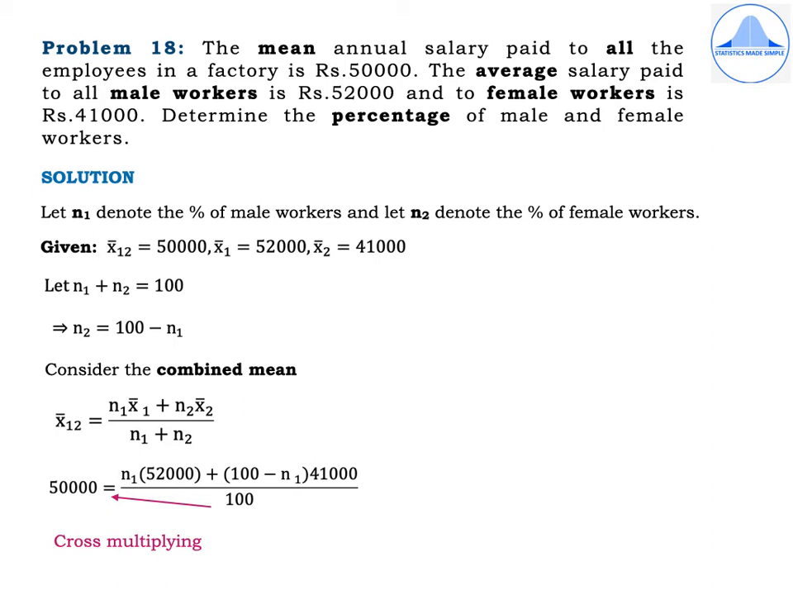Then write, given x bar 12 is equal to 50,000, x bar 1 is equal to 52,000, x bar 2 is equal to 41,000. Now we will assume that n1 plus n2 is equal to 100, which implies n2 is equal to 100 minus n1. Then consider the combined mean. X bar 12 is equal to n1 x bar 1 plus n2 x bar 2 divided by n1 plus n2.